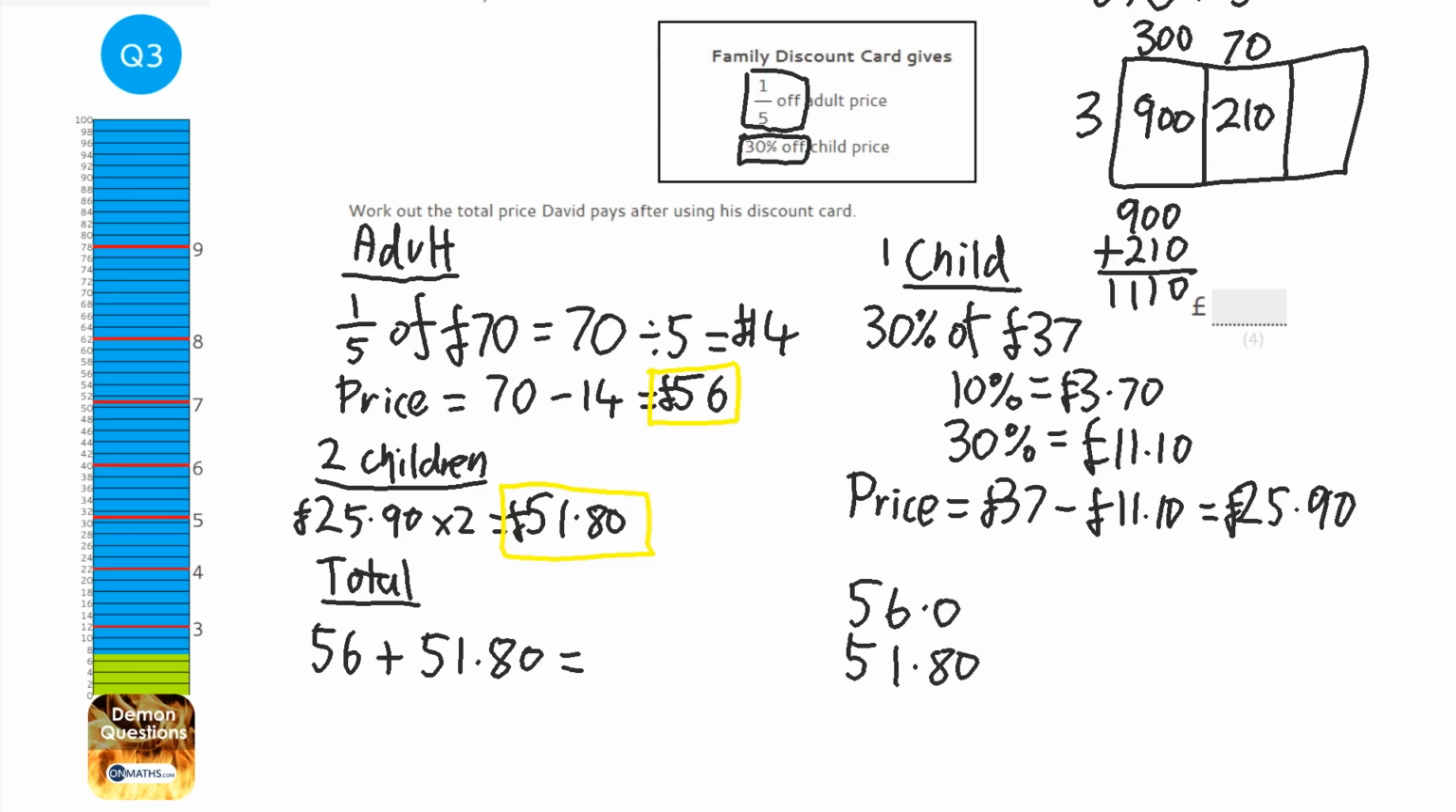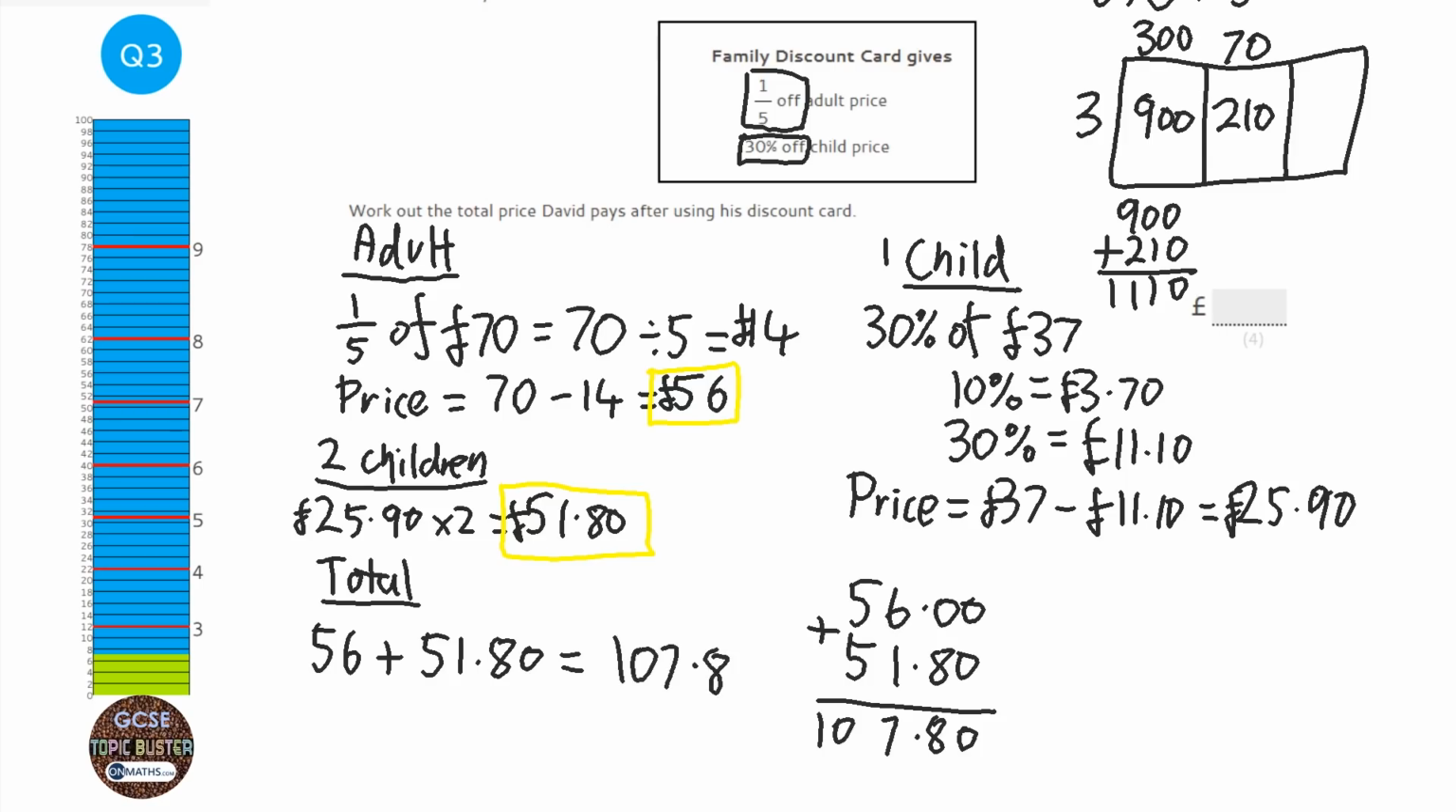£1.80, and then people like putting the zeros in. So that's going to be 0, 8, 7, 10. So that's going to be £107.80. So it's £107.80. Finished.